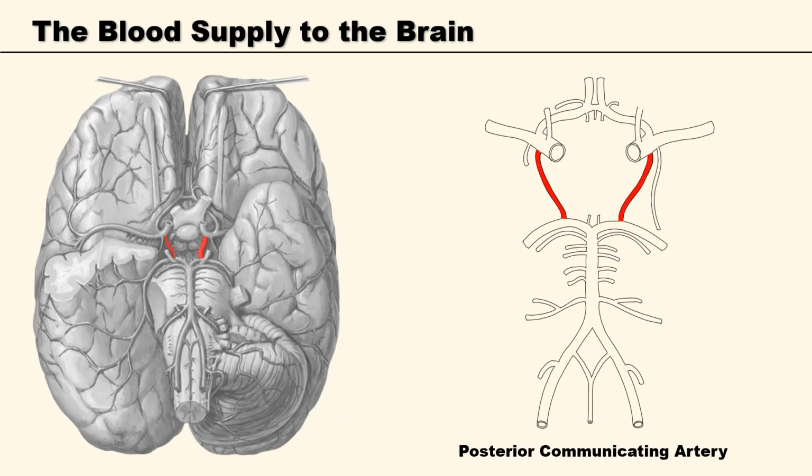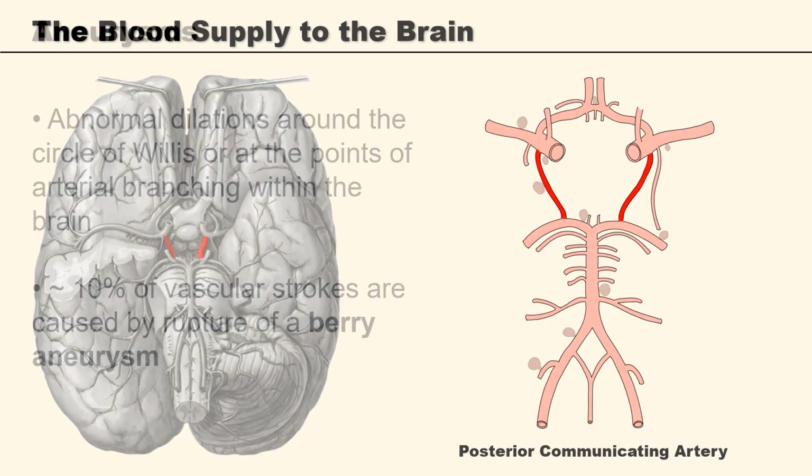Now you'll notice that all of these branches on the brain are quite small, and we know that the brain requires a lot of blood for its high metabolic demand. That means the pressures within the branches of the circle of Willis experience quite a high volume and pressure of blood, which can lead to problems.